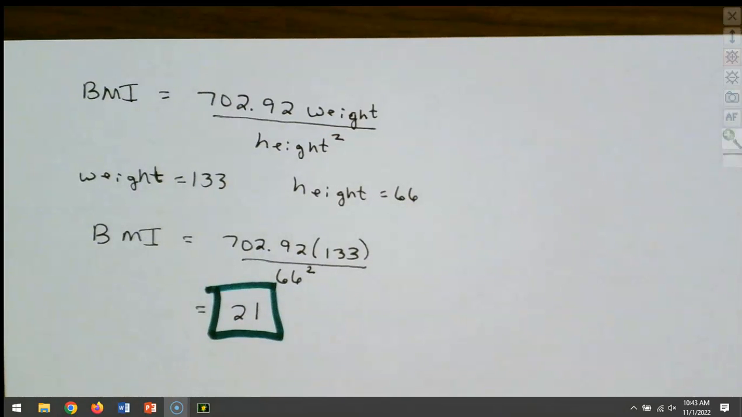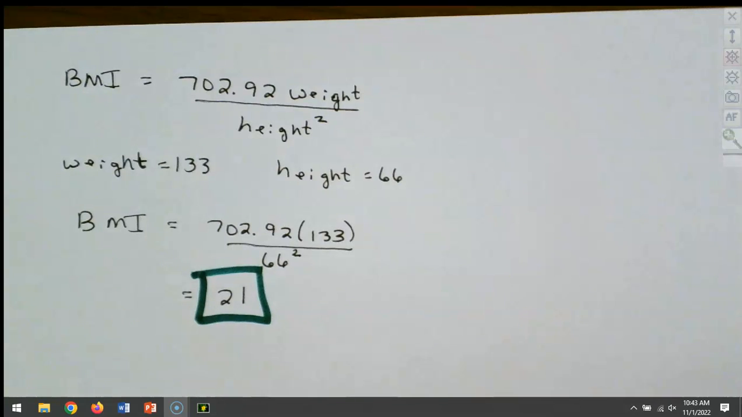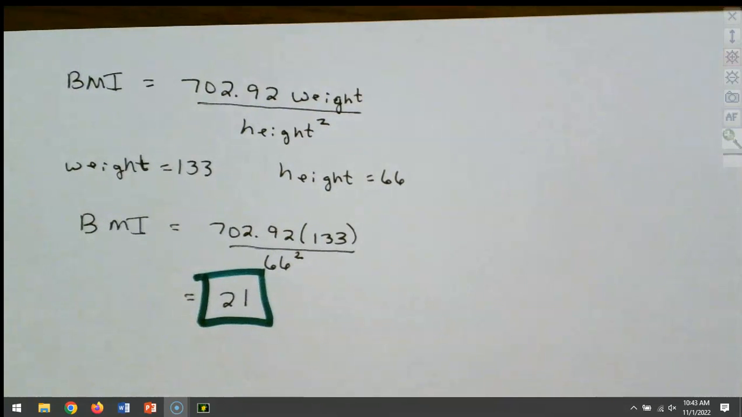Why is it so low? Because of the weight, right? A little bit shorter, but not a lot. The main thing with the BMI is going to be the weight. As you increase your weight, your BMI goes up. As the height goes up, your BMI goes down. That's why they're inverse. That should now let you get through your homework.